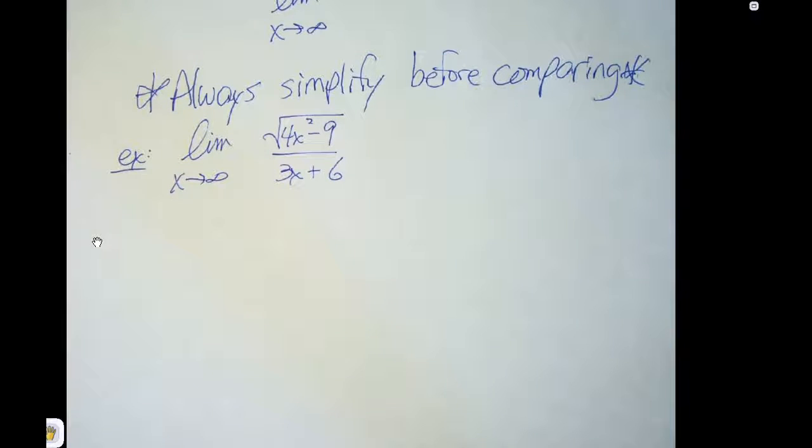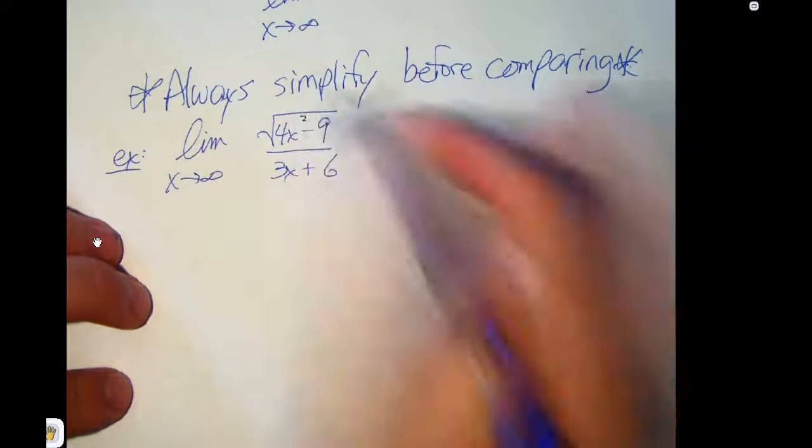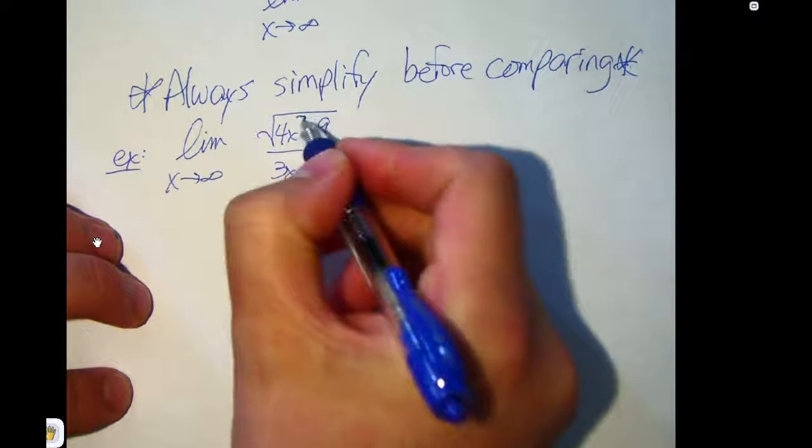For example, if I gave you that, if I go too fast, I feel like I'm going fast. Is that 4x squared? That's supposed to be 4x squared, yeah. Well, hard to read.